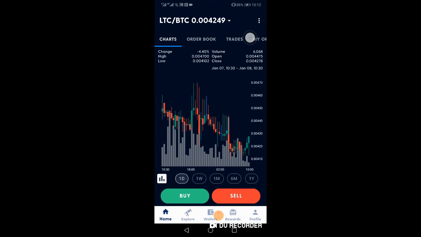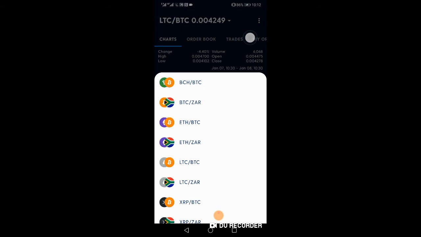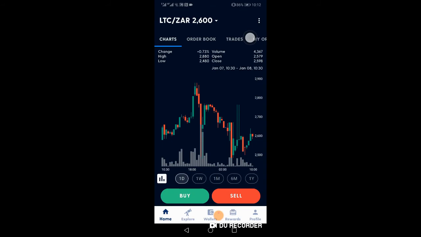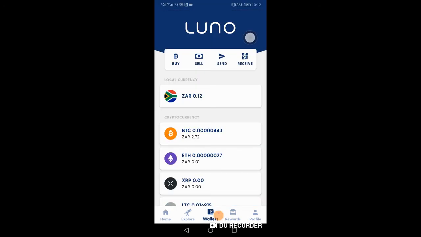Okay, so these are the different coins you can trade. There's Bitcoin, Ethereum, and Litecoin. So I'm going to trade Litecoin right now. So I'm gonna click on Litecoin. So Litecoin, now I have already bought Litecoin.